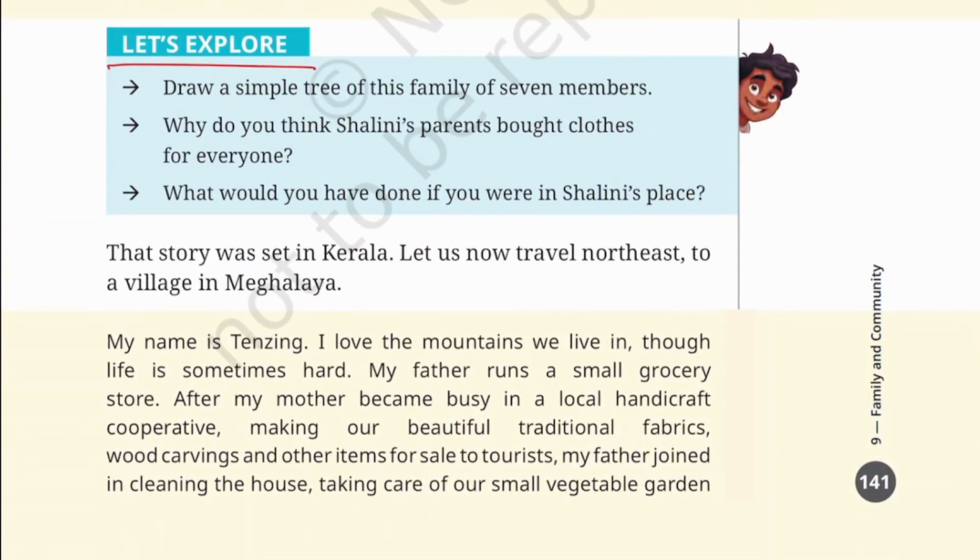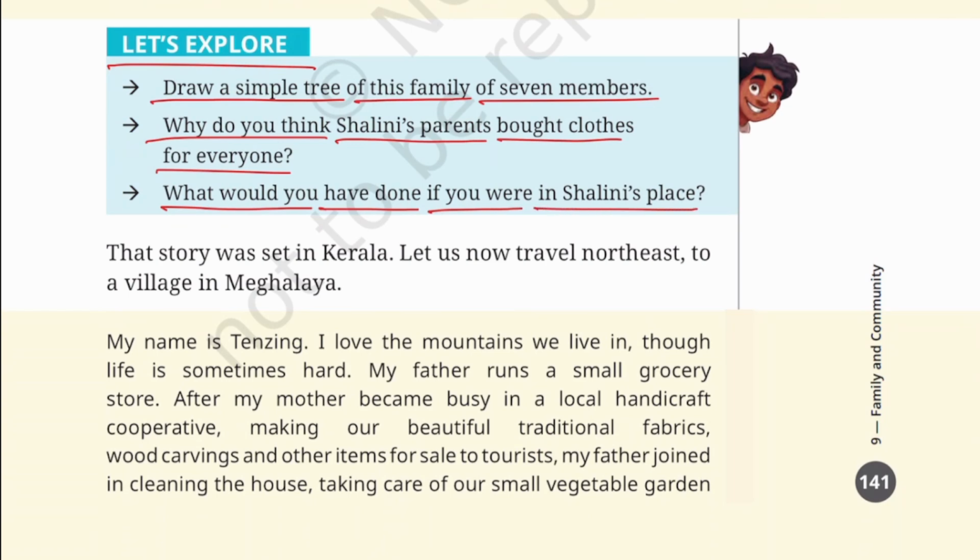Let's explore. Draw a simple tree of this family of 7 members. Why do you think Shalini's parents bought clothes for everyone? What would you have done if you were in Shalini's place?